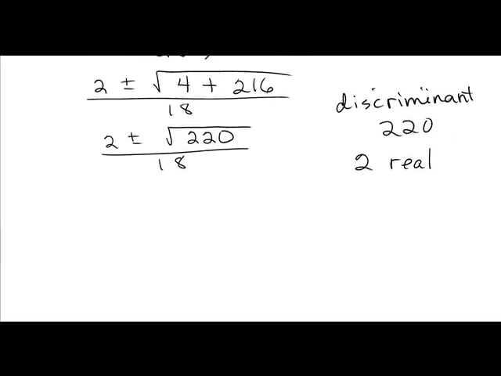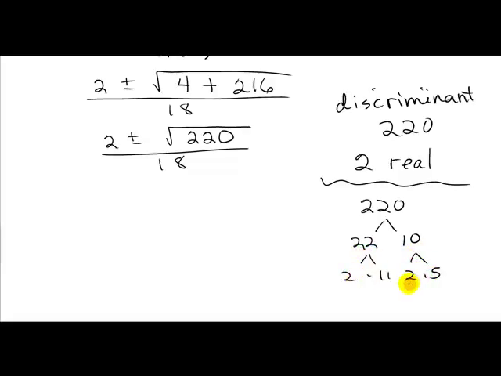So I need to simplify the square root of 220. I'm just going to come over here to the side and look at factoring 220. That'd be 22 times 10. That's 2 times 11, 2 times 5. So I do have some things I can pull out. I have 2 of those 2's, so they can come out as 1.